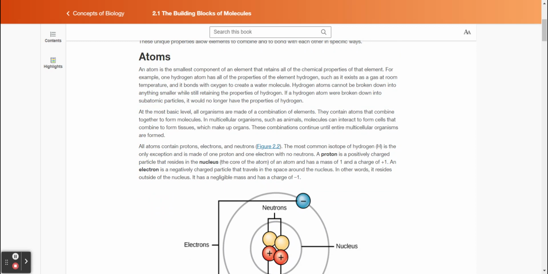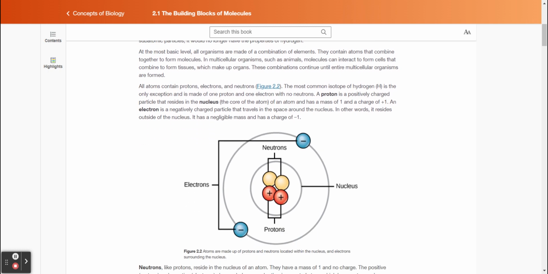Atoms. An atom is the smallest component of an element that retains all of the chemical properties of that element. For example, one hydrogen atom has all of the properties of the element hydrogen, such as it exists as a gas at room temperature, and it bonds with oxygen to create a water molecule. Hydrogen atoms cannot be broken down into anything smaller while still retaining the properties of hydrogen. If a hydrogen atom were broken down into subatomic particles, it would no longer have the properties of hydrogen.